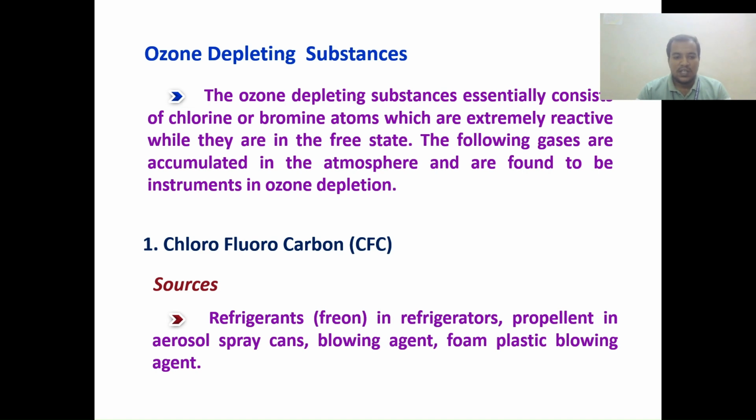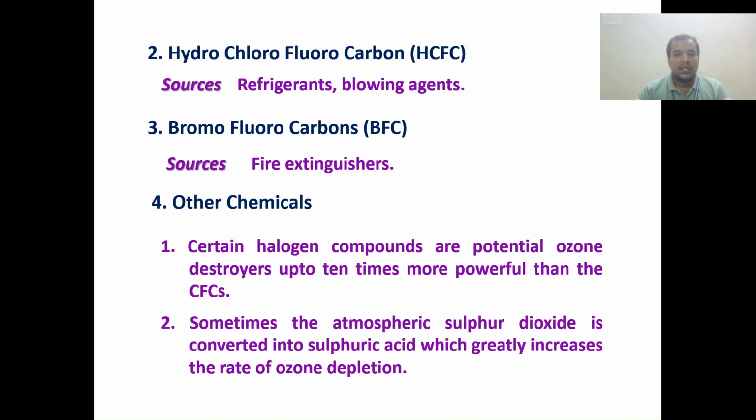The first one is CFC, a source of refrigerant in home appliances like refrigerators, a propellant in aerosol spray cans, and a blowing agent for foaming plastic materials. Then hydrofluorocarbons, like refrigerants and blowing agents, and bromofluorocarbons, produced by fire extinguishers, also affect the ozone. Other chemicals affecting the ozone layer, like certain halogen compounds, can potentially destroy ozone up to 10 times more powerfully than chlorofluorocarbons.